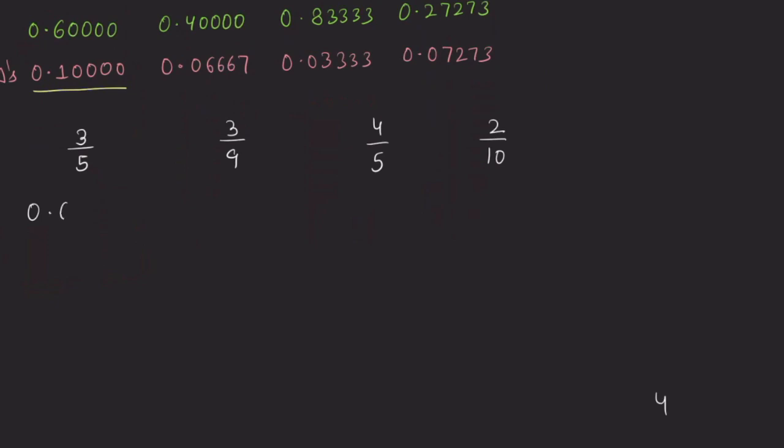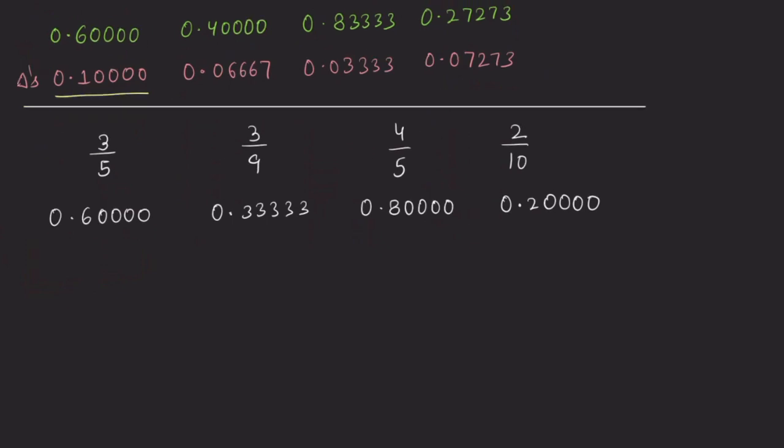So this will be 0.60000. 3 by 9 will be 0.33333. 4 by 5 will be 0.80000 and 2 by 10 will be 0.20000. Now if I try to add 1, this will become 4 and 6, this will become 4 and 10, this will become 5 and 6, and this will become 3 and 11, right?